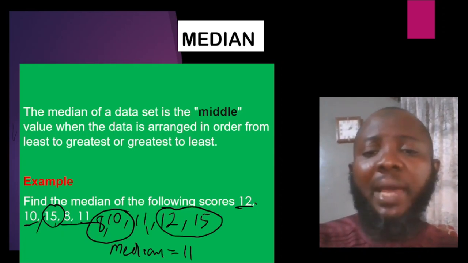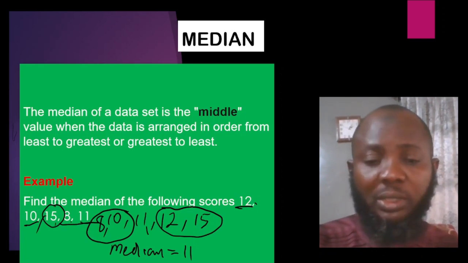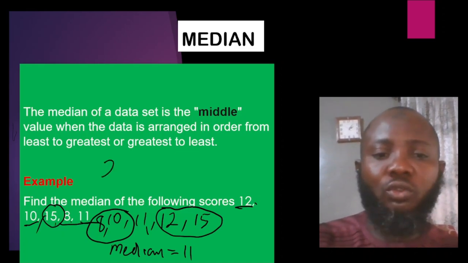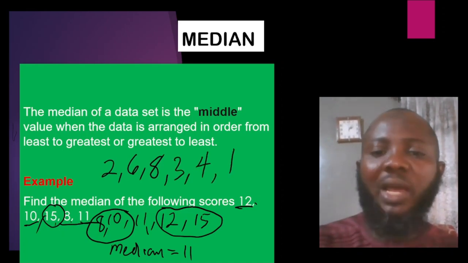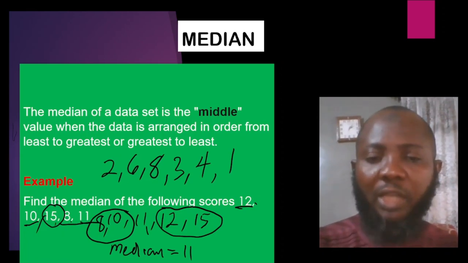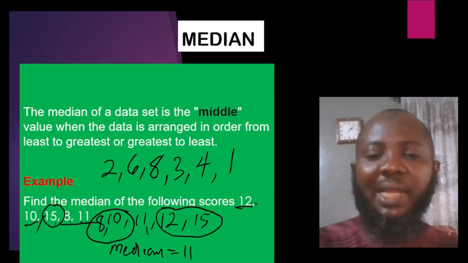But in a situation whereby the set of numbers that we have there is not odd, like for example, you have 2, 6, 8, 3, 4, 1. So you have this set of numbers and you want to find the median. You notice that how many numbers do we have there? We have 6 of them.